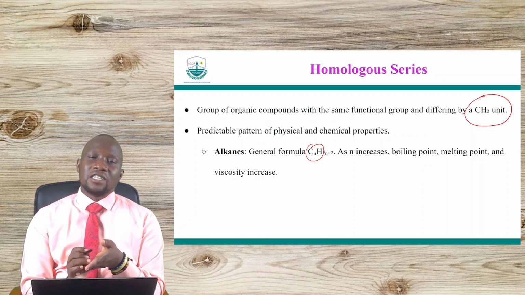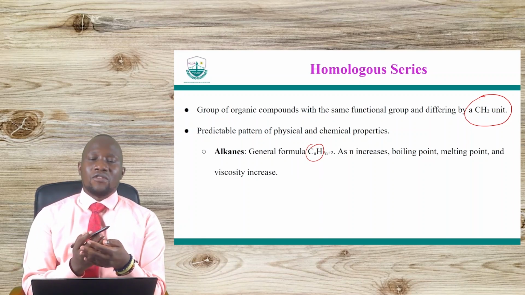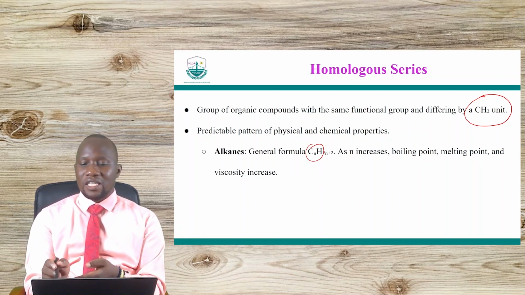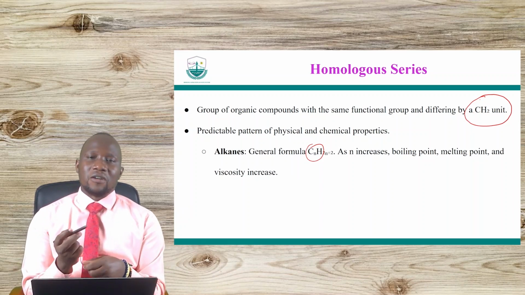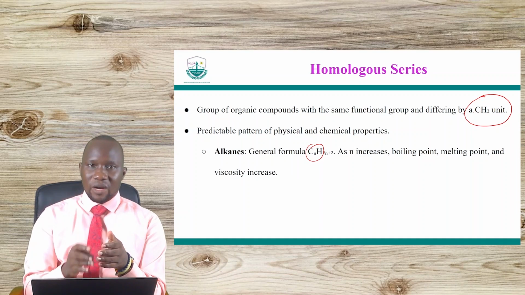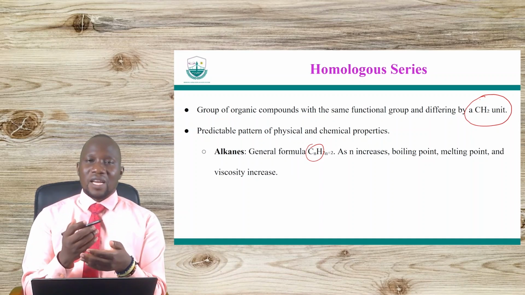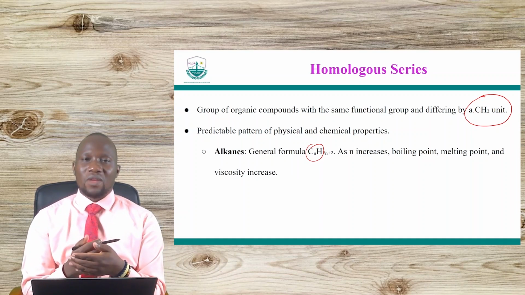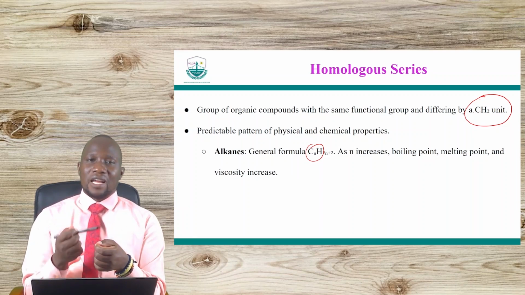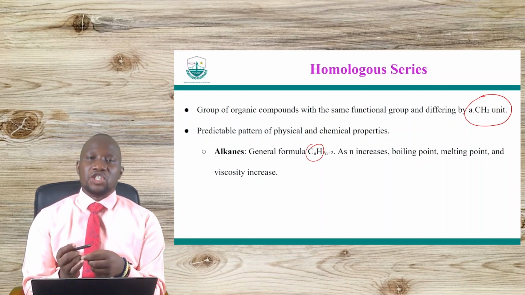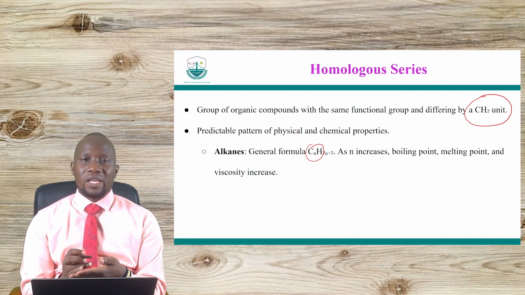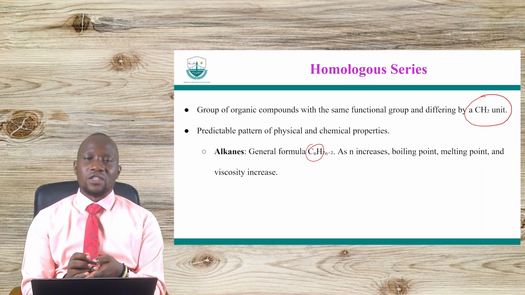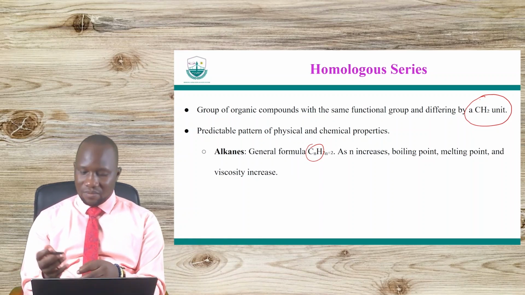Okay, and because this goes on increasing with the different compounds with the same functional group, right? That means there are some properties which are also going to be affected by the length of this chain. So issues to do with the melting point and the boiling point are going to be different for different members in the same homologous series.